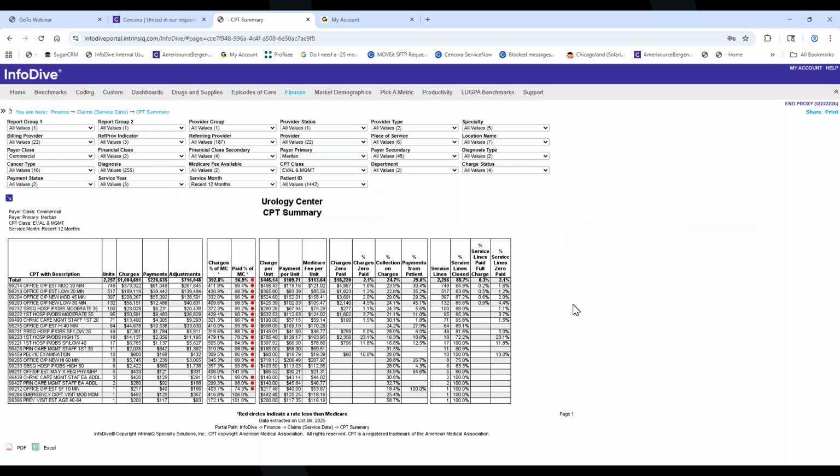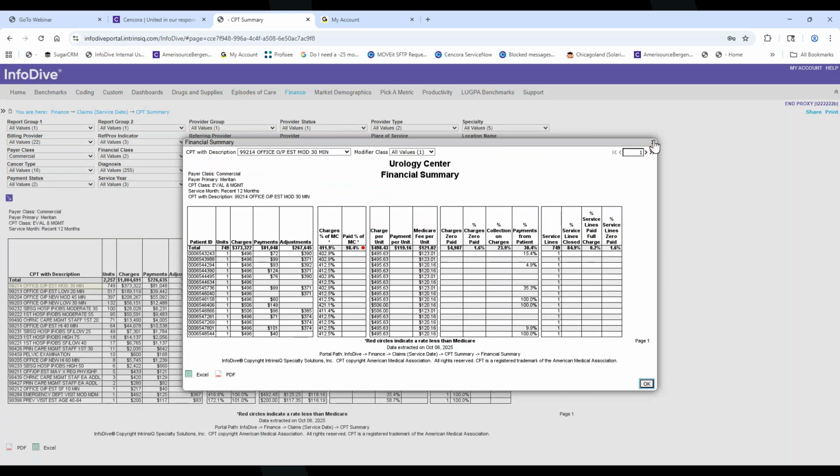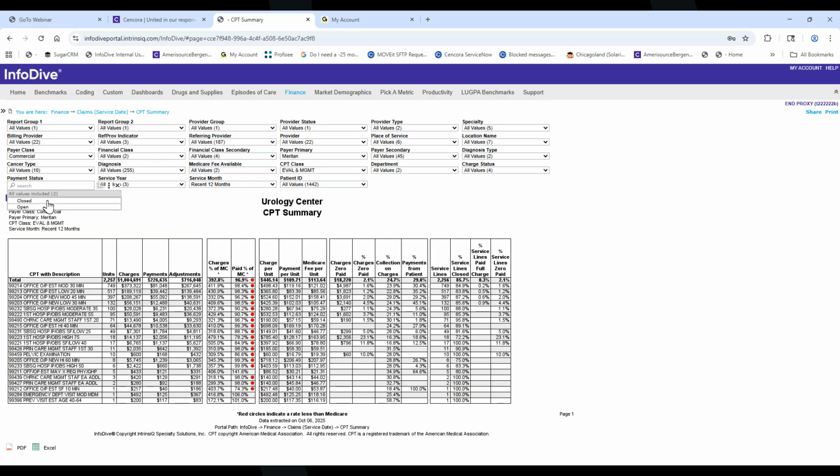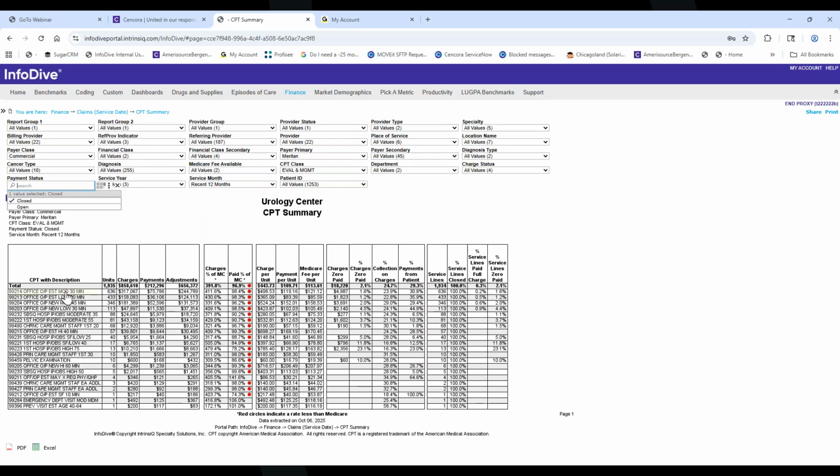One way to check real quick is you see how I have this diagonal, that means I can dive. If I left click on here and I dive into this code, I'm sorry, I'm going to pick a status of closed up here. Let me just go back and click that. I'm going to pick a status of closed because I want to see on my closed claims what's happening, right? Why am I getting that low percentage?